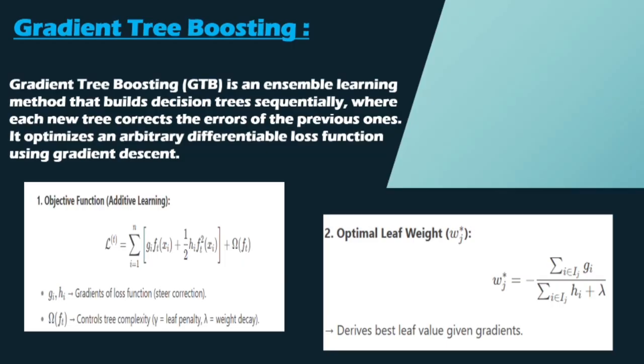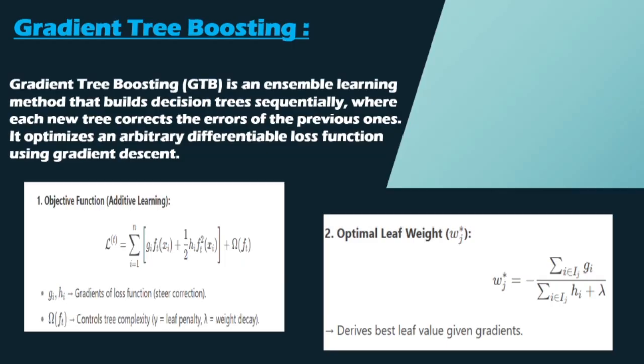This formula defines the regularized loss function for training a single tree at step t in XGBoost. It combines gradient statistics to approximate the loss reduction from adding the tree f_t, while the regularization term omega of f_t penalizes complexity. Next is the optimal leaf weight.